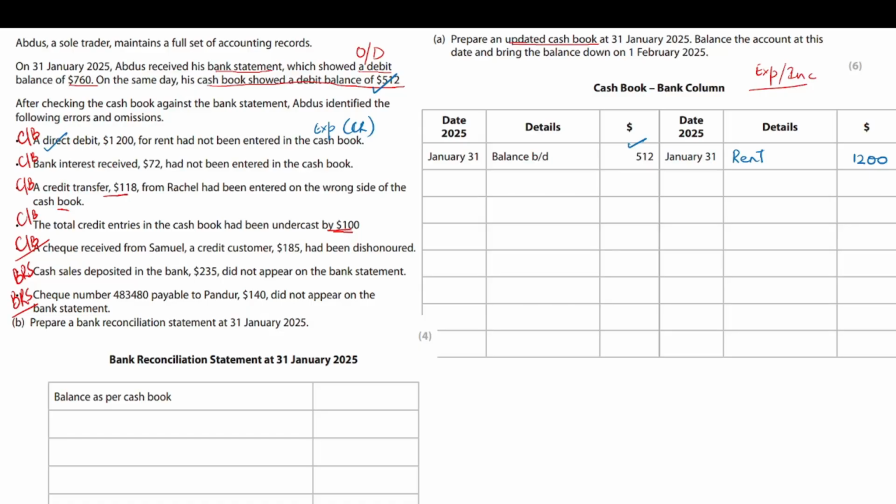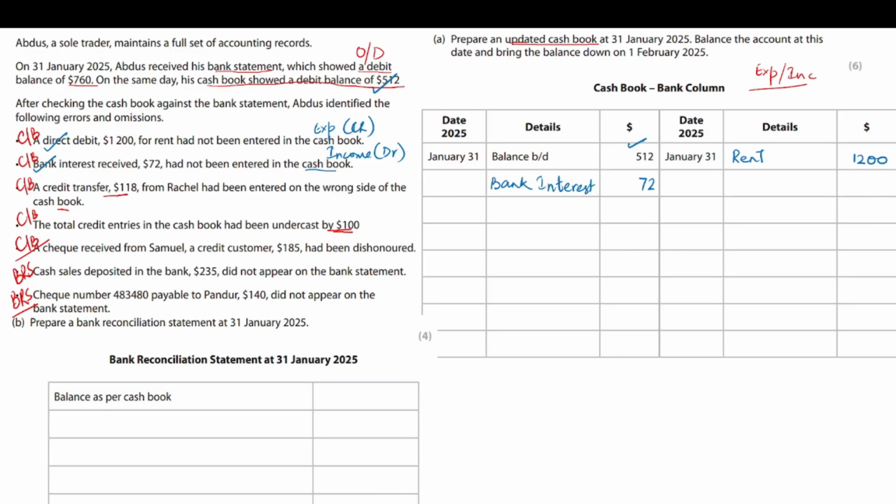Next, so this is done. Bank interest received, 72, had not been entered in the cash book. That means there's an income which has been recorded in the bank statement but not recorded in the cash book. So this is income on the debit side of the cash book, because debit is what comes in. So on the same day we are going to write bank interest, 72.